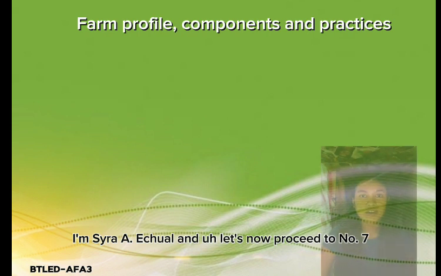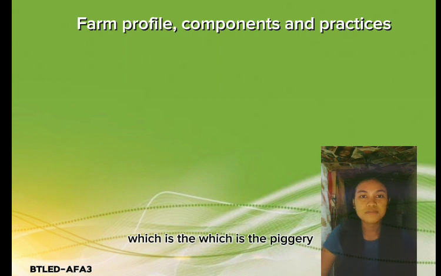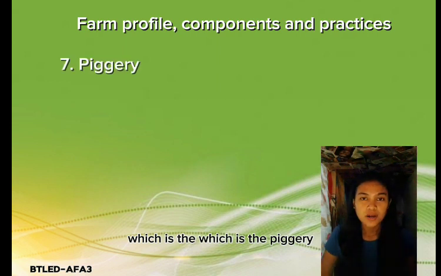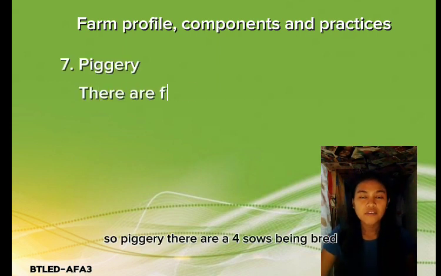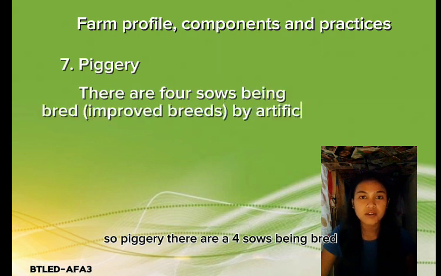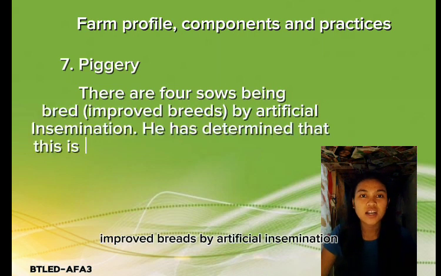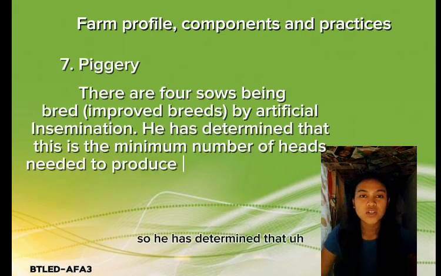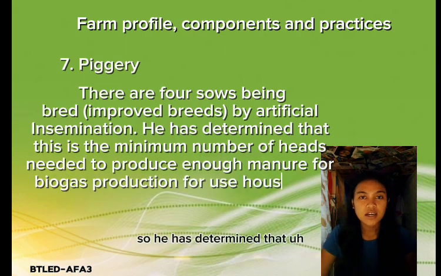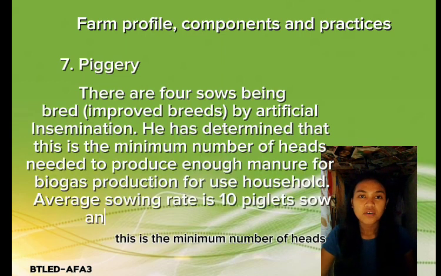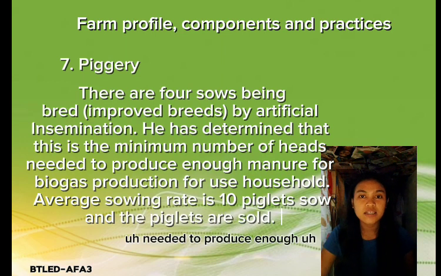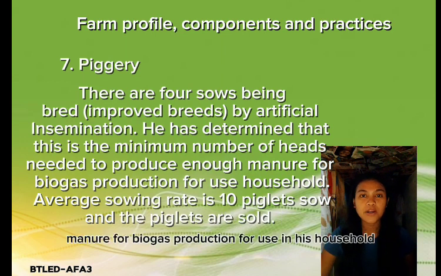Let us now proceed to number 7, which is the piggery. There are four sows being bred, improved breeds by artificial insemination. He has determined that this is the minimum number of heads needed to produce enough manure for biogas production for use in his household.